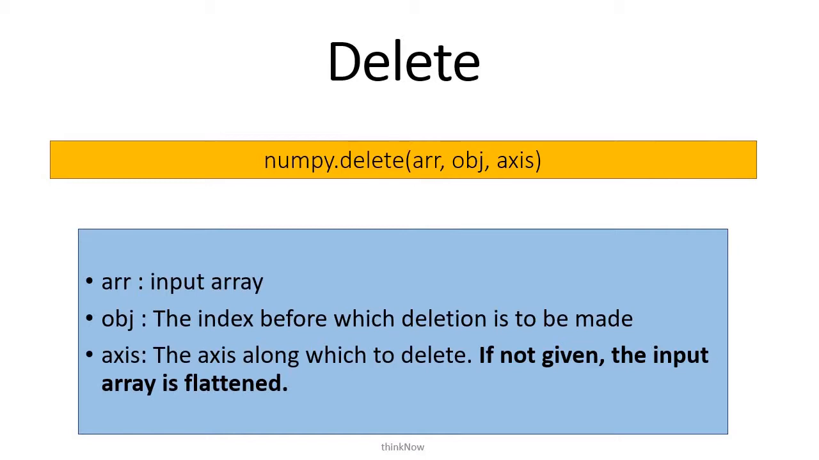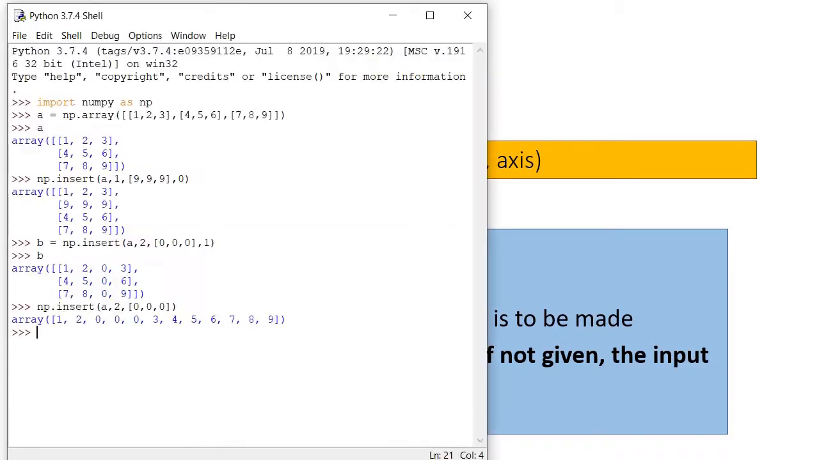When you want to delete a row or column or any element of an array, one can use this method. So again, the first attribute is the input array. The second attribute is the object or index before which deletion is to be made. And the third attribute is axis, whose working we have already understood in the last slides. So let us hop on to code.